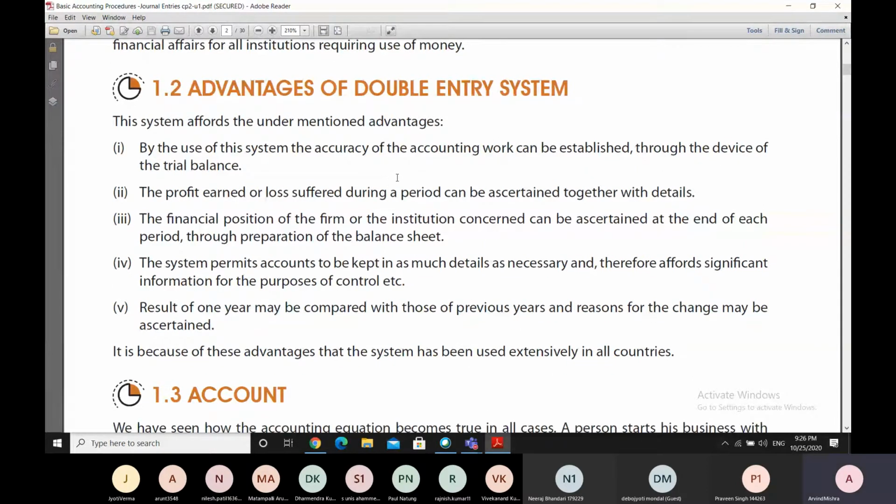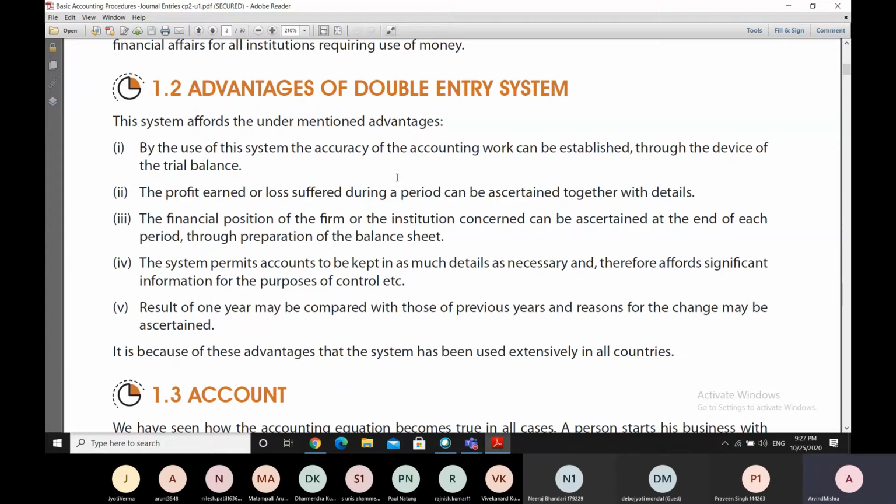Now another advantage is the profit and loss for a period can be ascertained along with the details of the profits and loss also. So this system helps us to ascertain the profit and loss. Thirdly, the financial position of the firm or that institution concerned can also be ascertained at the end of each period of time by preparing the balance sheet.